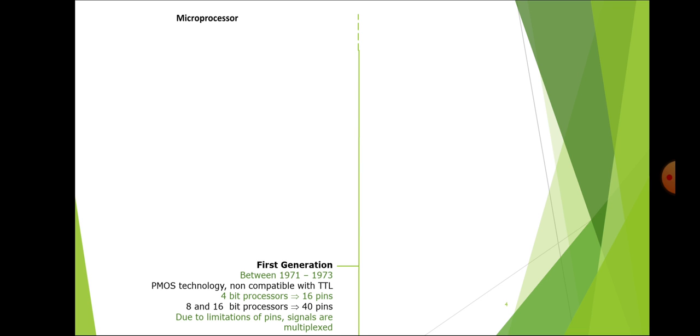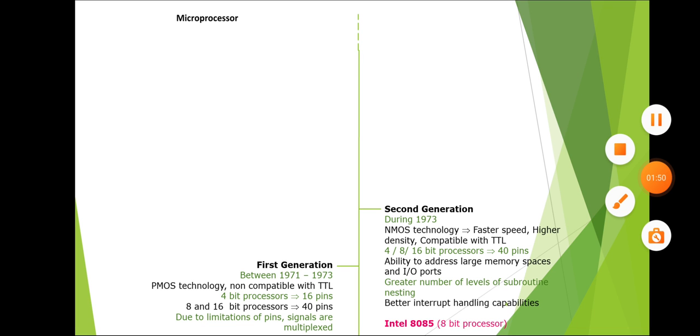In the previous lecture we also studied this, but still I will give some overview. The first generation is between 1971 and 1973. It used PMOS technology and was non-compatible with TTL. The 4-bit processor had 16 pins, and the 8 and 16-bit processors had 40 pins. Due to the limitation of pins, signals are multiplexed. So there are very few, or limited, pins in the first generation.